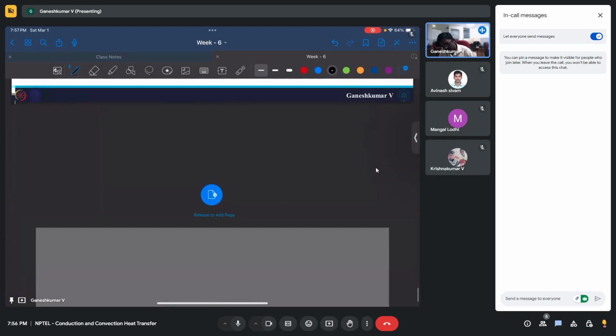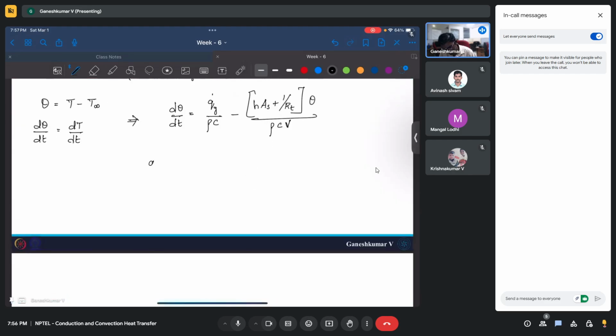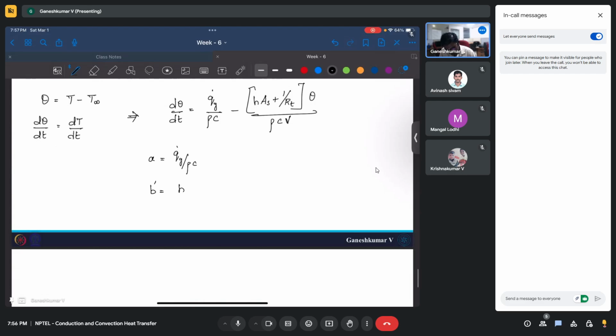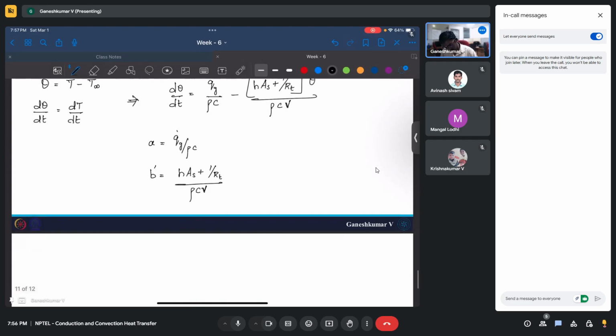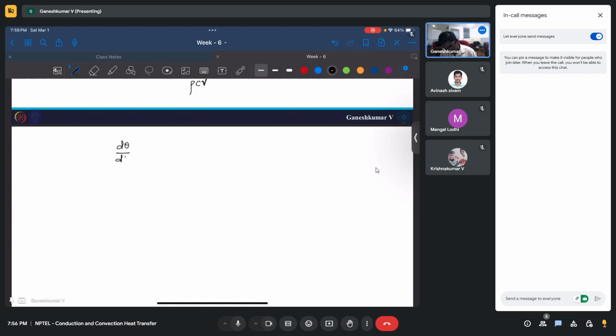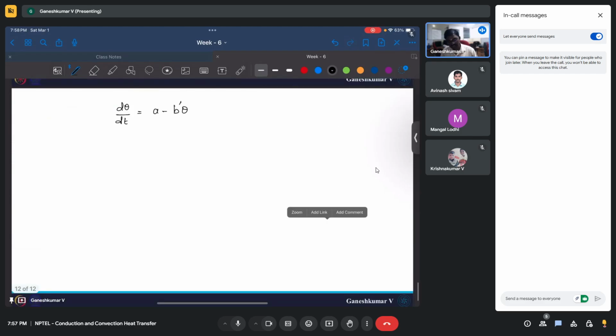Okay, so again I'm going to simplify it in terms of A and B, because we already know all these variables. Since we already used B in the previous problem, I'm going to use B dash, which is (h_A_s plus 1 divided by R_T) divided by rho C V. We know all these parameters; they come from the properties and the convection coefficients. So now your equation gets simplified. It becomes A minus B dash theta, and we just solve this similar equation.